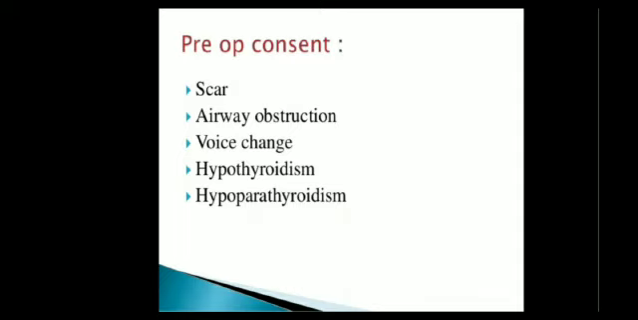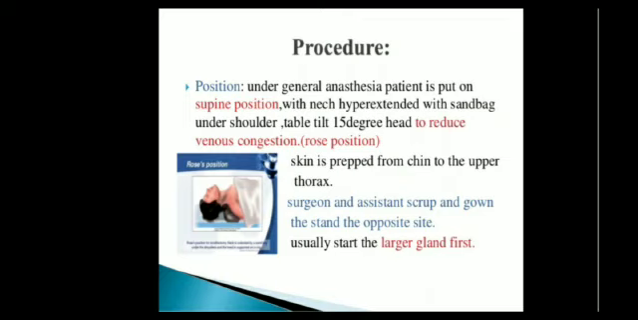Pre-op consent. The consent should be taken from the patient regarding the appearance of scar, airway obstruction, vocal change, hypothyroidism and hypoparathyroidism. Procedure. Position: under general anesthesia, the patient is put in supine position with neck hyperextended with a sandbag under the shoulder. Table tilt 15 degrees head up to reduce venous congestion. This is called Rose position.